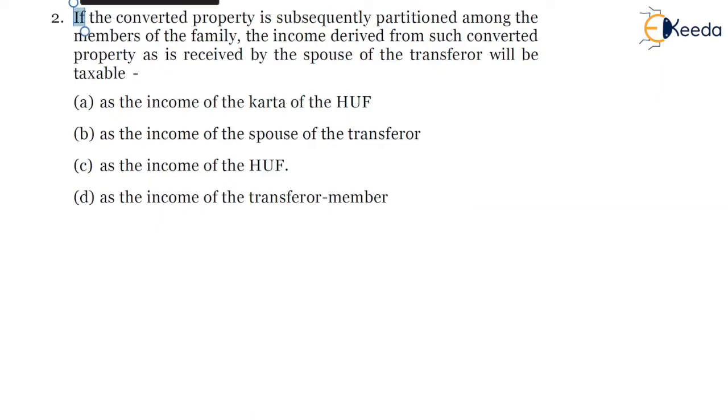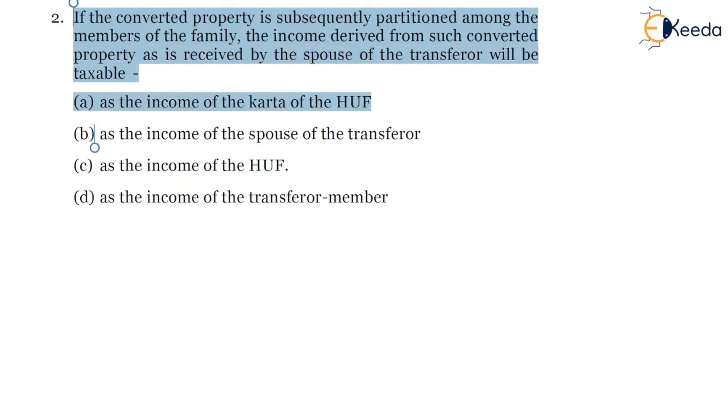Second MCQ, friends: if the converted property is subsequently partitioned among the members of the family, the income derived from such converted property as is received by the spouse of the transferor will be taxable in whose hands? So, friends, section 64(2), wherein the transferor has transferred the asset to HUF, in such a case, and the transfer of asset is without adequate consideration, right? And such a transfer as per section 64(2), any income from such an asset will be clubbed in the hands of the transferor as per 64(2).